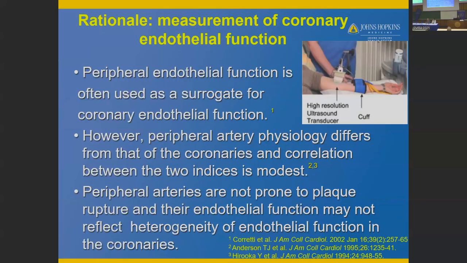Some of our original rationale for using these techniques is that for over 20 years, people have used brachial ultrasound to look at peripheral endothelial function. However, the physiology of the two vascular beds, the brachial versus the coronary, is quite different. Peripheral arteries, such as the internal mammary or the brachials, are not prone to plaque rupture. However, the coronaries are. So they're quite different in terms of their physiology.